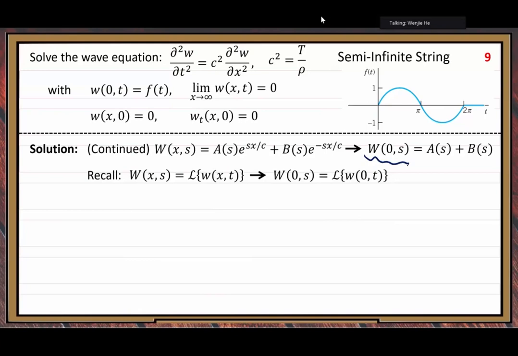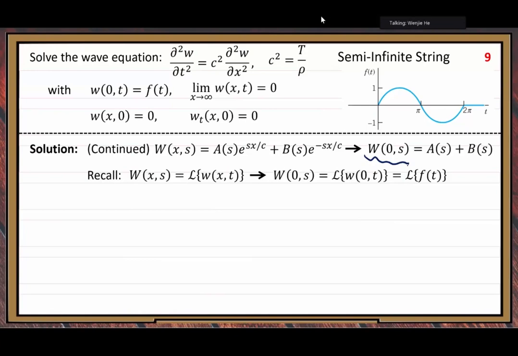But what is the Laplace transform of this little w? Because that little w, by the left boundary condition, is the little f, which is given. So it's the Laplace transform of the little f function. It's known. The little f function is a single sine wave function, so we can calculate its Laplace transform.